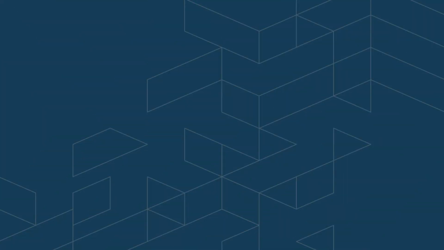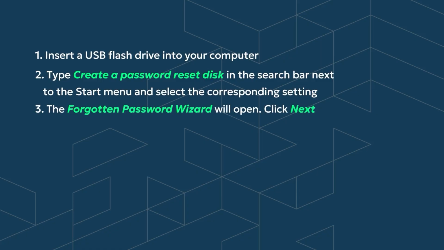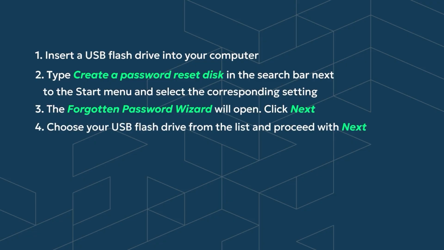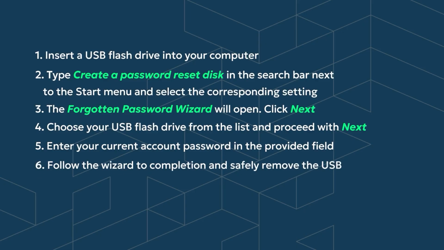Windows 11. Start by signing into your local account. Then insert a USB flash drive into your computer. Next, type Create a Password Reset Disk in the search bar next to the Start button and select the corresponding setting. This causes the Forgotten Password wizard to open. Click on Next, choose your flash drive from the list, and click on Next again. Enter your local account's current password, follow the rest of the steps, and safely eject the flash drive from your PC.